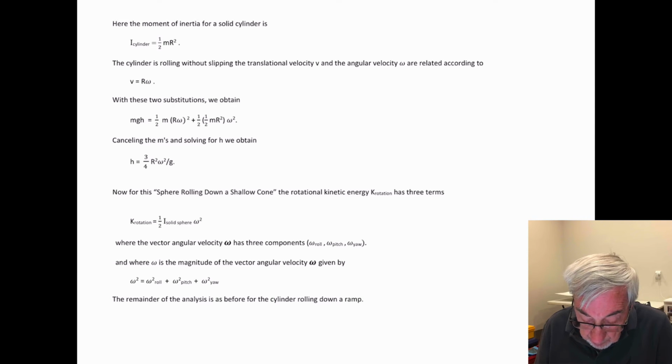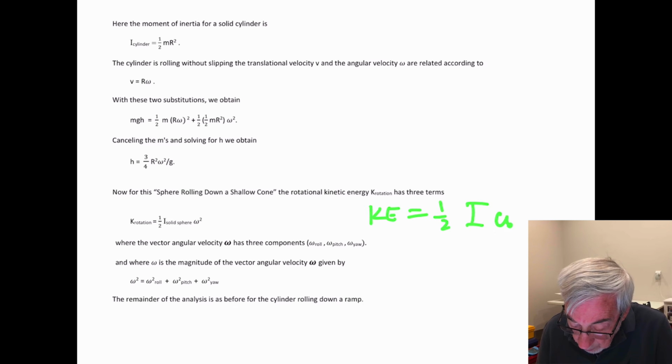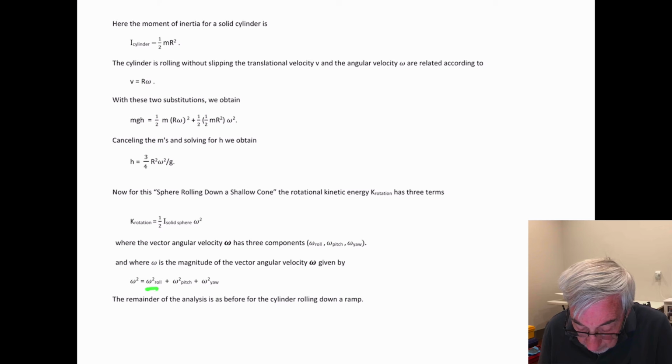So to do the three-dimensional analysis, all we have to do is replace the moment of inertia with that of a solid sphere. And the omega now, which was a one-dimensional scalar angular velocity, is now the vector velocity omega, which has three components: a roll velocity, a pitch velocity, and a yaw velocity. The kinetic energy, then, is 1/2 I omega squared, but now omega squared is the sum of the squares: omega squared roll, omega squared pitch, and omega squared yaw.